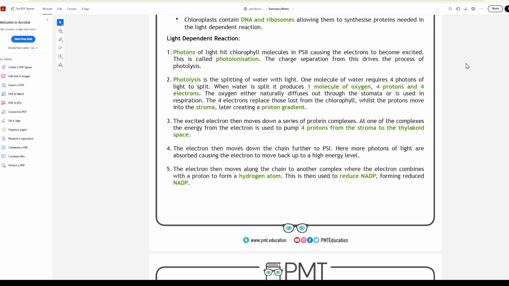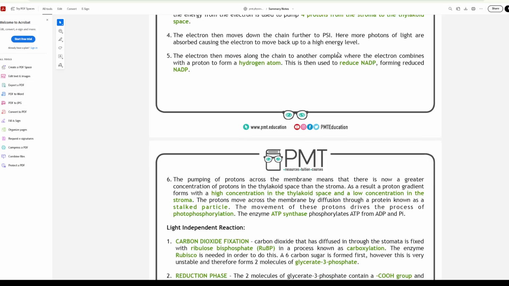The 4 electrons replace those lost from the chlorophyll, whilst the protons move into the stroma, later creating a proton gradient. Okay, that's important. The excited electrons then move down a series of protein complexes. At one of these complexes, energy from the electron is used to pump 4 protons from the stroma to the thylakoid space. The electron then moves down the chain further to photosystem 1. Here, more photons of light are absorbed, causing the electron to move back up to a high energy level.